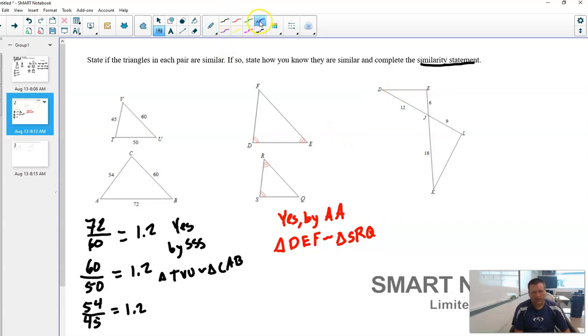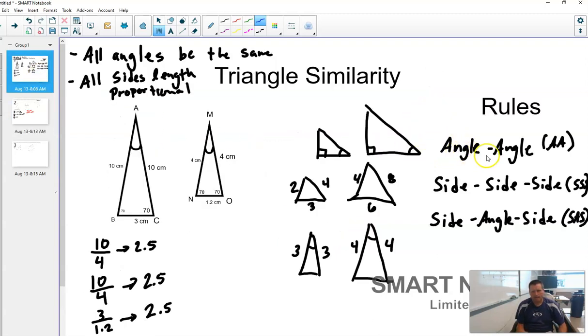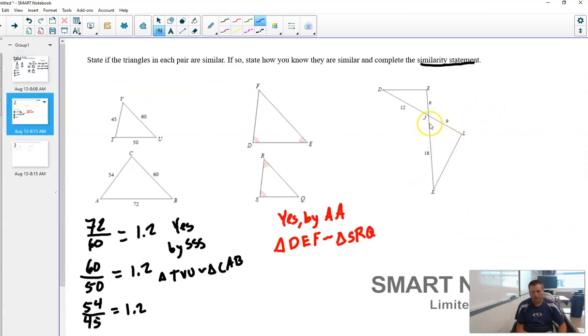Okay, looking at this last one here. I've got 2 sides, but remember I've got angle, side, side, side, or side, angle, side. So the only possibility would be side, angle, side, because I've got the 2 sides that they're given to me. Which, I also have an angle, guys. If you remember back to our lines and intersecting, these 2 angles right here are the same because they're vertical angles. So I have side, angle, side. That's my possibility. I just need to check and see if my proportions are the same.